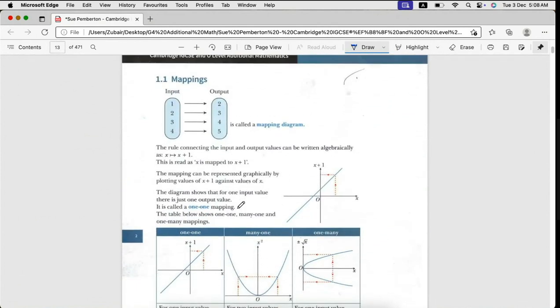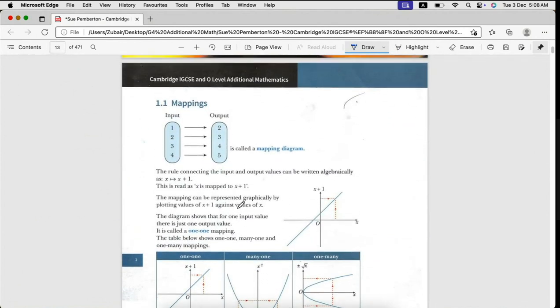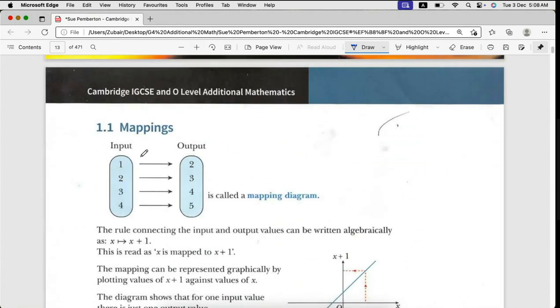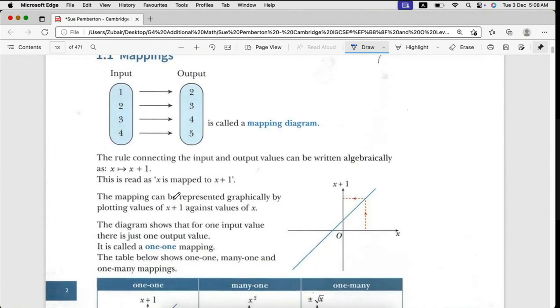Functions. First of all, mappings. It would mean when we put the value of x, we will get the value of y. So basically, for this particular example, when we substitute x, it maps onto 2. When we substitute 2, it maps onto 3, and so on. The equation connecting these is x plus 1.